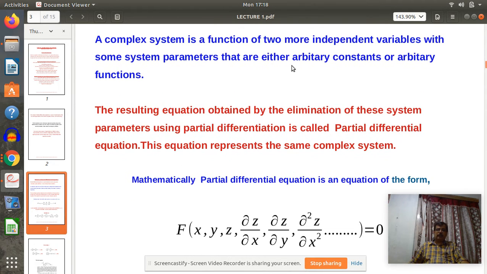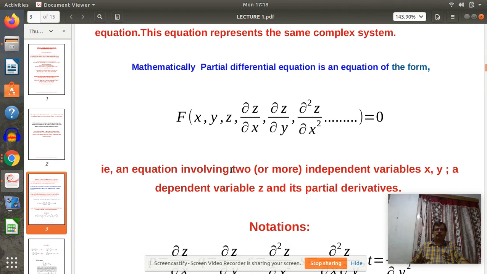So mathematically, a partial differential equation is an equation of this format. That is f of x, y, z, where x and y are independent variables and z is a dependent variable, then dou z by dou x, dou z by dou y, dou square z by dou x square, etc., the derivatives, equal to 0. There is an equation involving two or more independent variables and a dependent variable and its partial derivatives. That equation is referred to as a partial differential equation. So the general form of a partial differential equation is this.